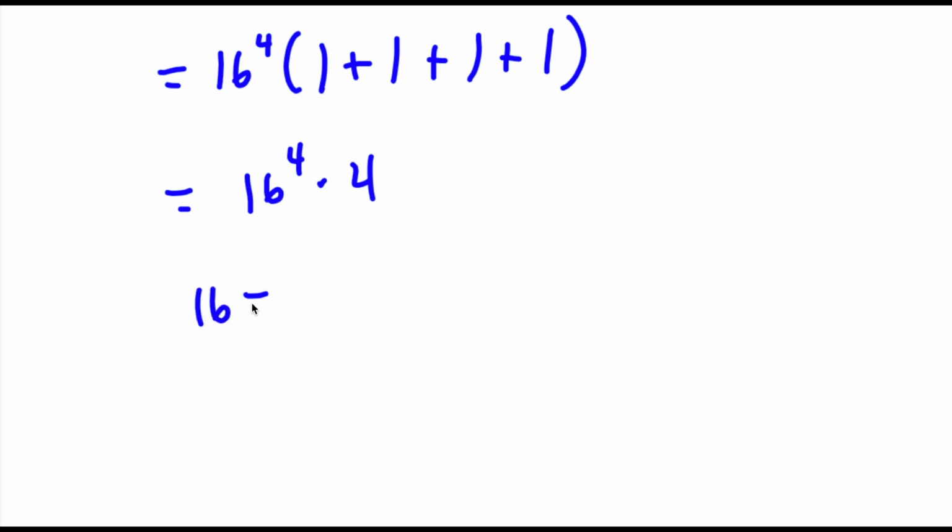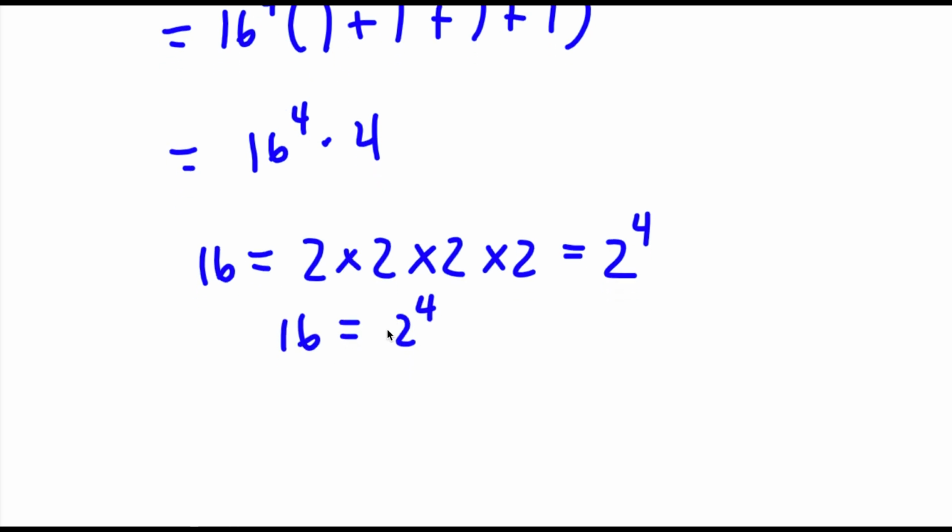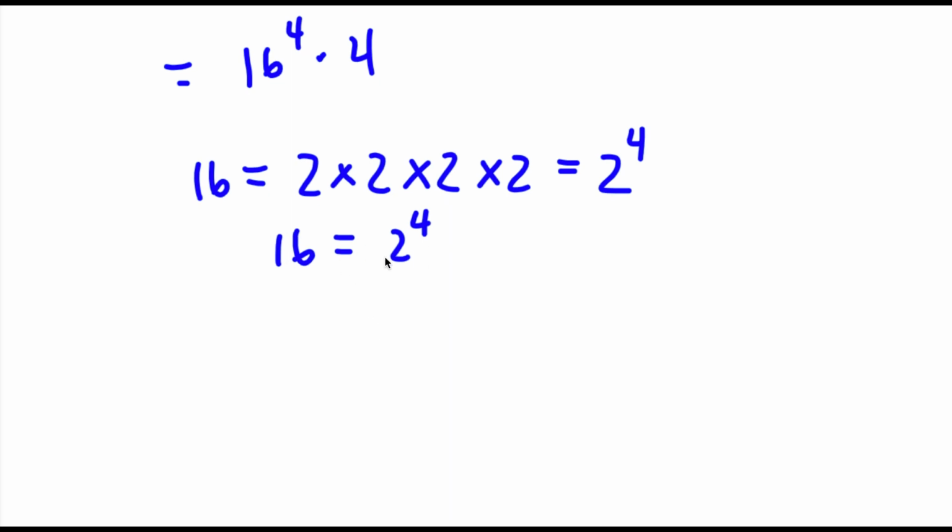Now 16 here is equal to 2 times 2 times 2 times 2. And 2 multiplying by itself 4 times is the same thing as 2 to the power 4, right? Meaning 16 is the same thing as 2 to the power 4. So now, if I substitute in 2 to the power 4 for 16 in this problem, I get 2 to the power 4 to the power 4 times 4.